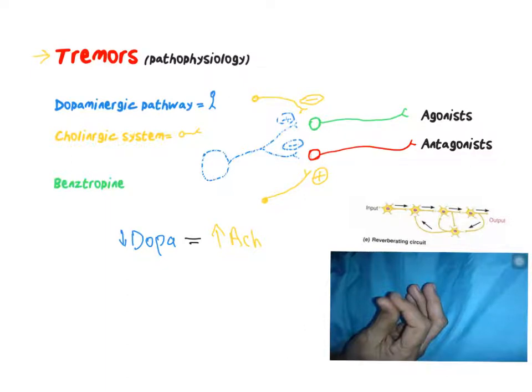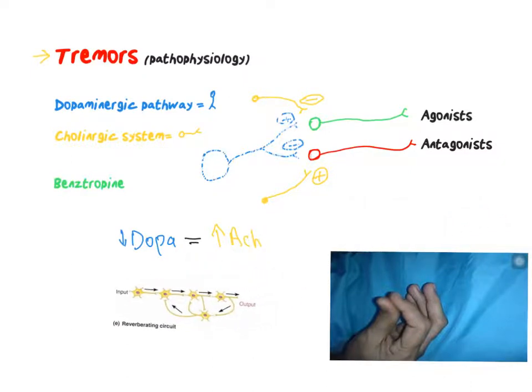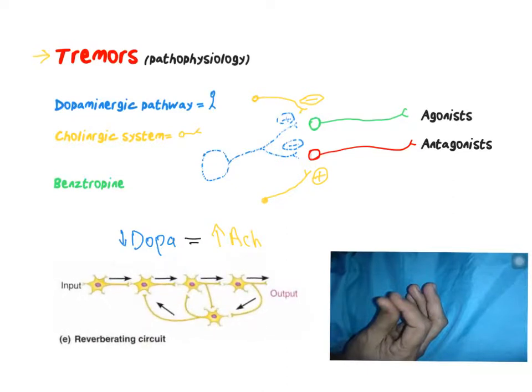But when there is decreased dopa in Parkinson disease and increased acetylcholine, it will lead to our neuronal circuits firing fast. Now, the reverberating circuits will fire fast, okay? And that will lead to agonist muscle contraction and antagonist muscle contraction in alternate fashion, making your limbs or body shake.